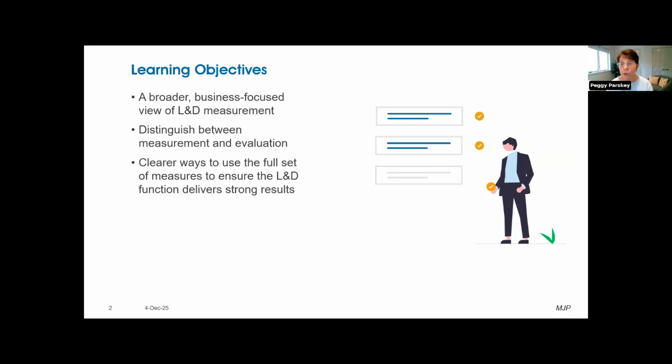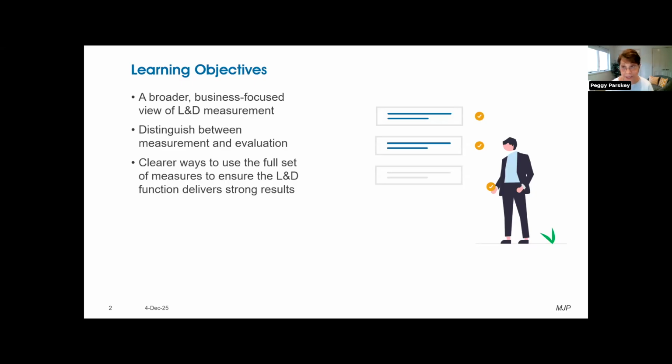First is for you to walk away with a broader business-focused view of L&D measurement. We will talk a lot, Dave will talk about this shortly, about the fact that we tend to conflate measurement and evaluation, and we want you to walk away understanding that they are related but different, and that while all evaluation is measurement, not all measurement is evaluation. And then we also want you to have clear ways to use this full set of measures. We're going to introduce you to those and to ensure the L&D function delivers strong results.